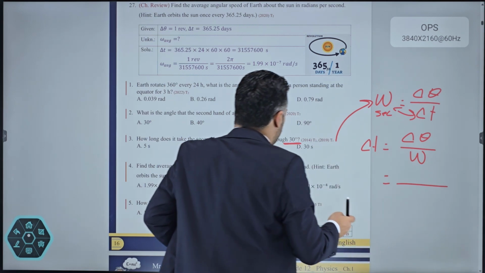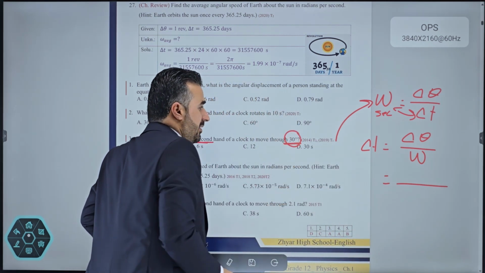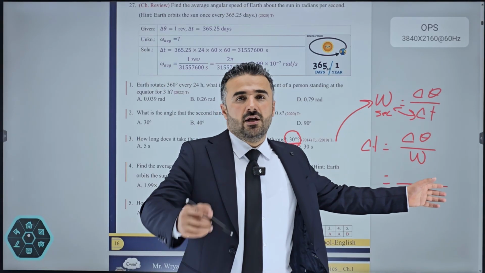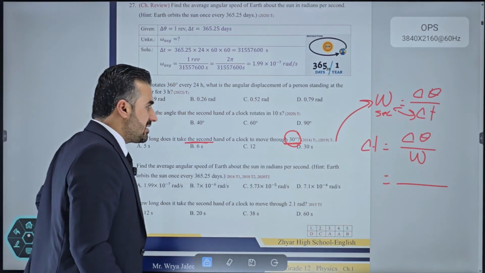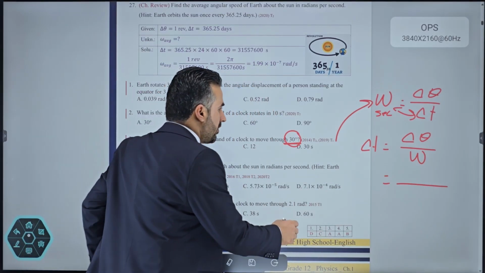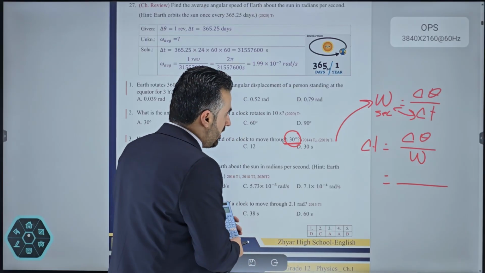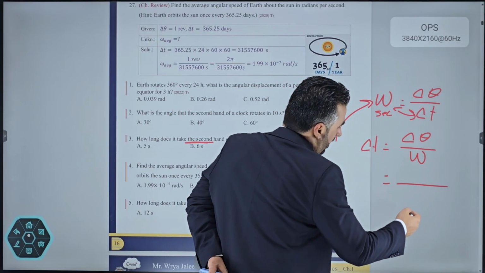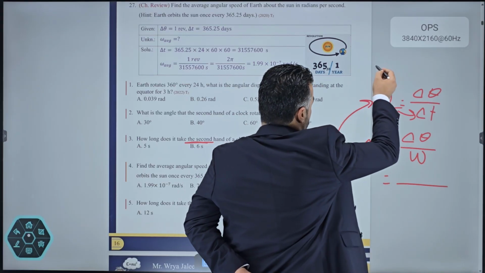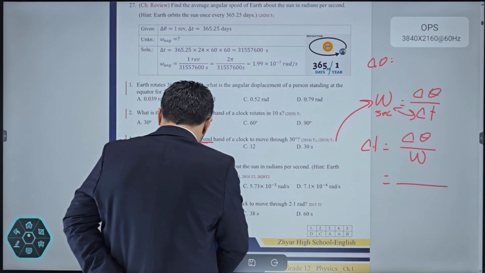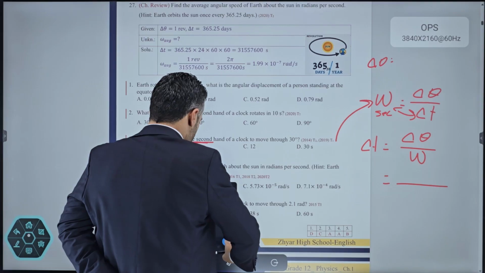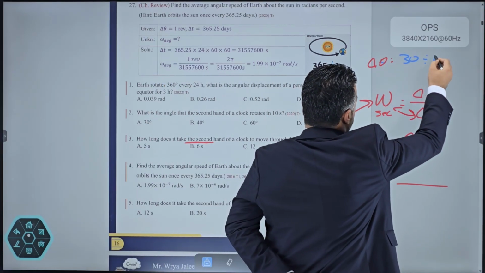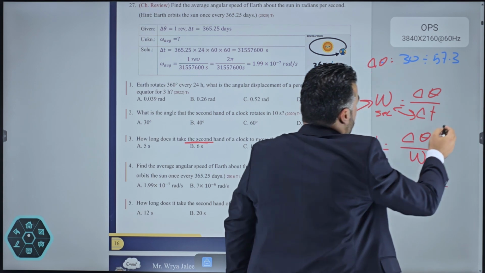But look, this delta theta, this time, is given in degrees. Can I use degrees in calculations? No. Well done. So are you saying first I'll have to convert the degrees to radian? Well done. But how do we do that? We simply divide the degrees by 57.3. So delta theta is equal to 30 degrees, just divide by 57.3, and we get the answer in radian.